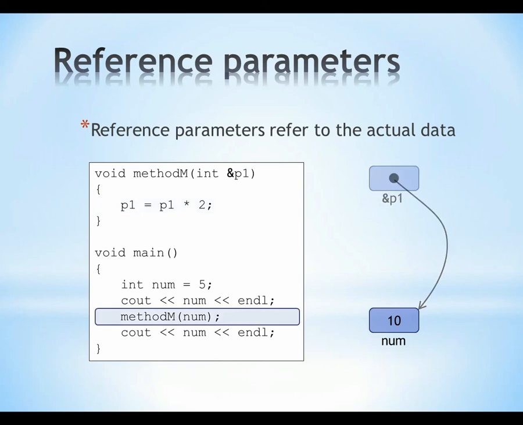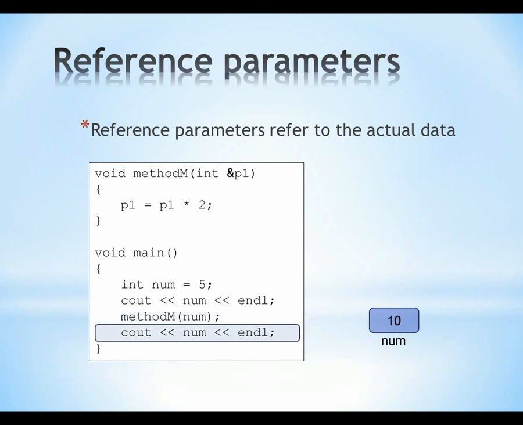Now when we return from the method and the reference parameter is lost because the method has finished executing, when we output the value of num, we get the value 10. That is the difference between passing reference parameters and value parameters.